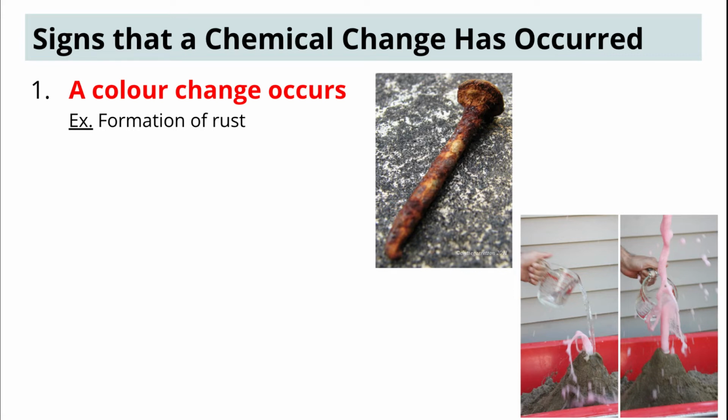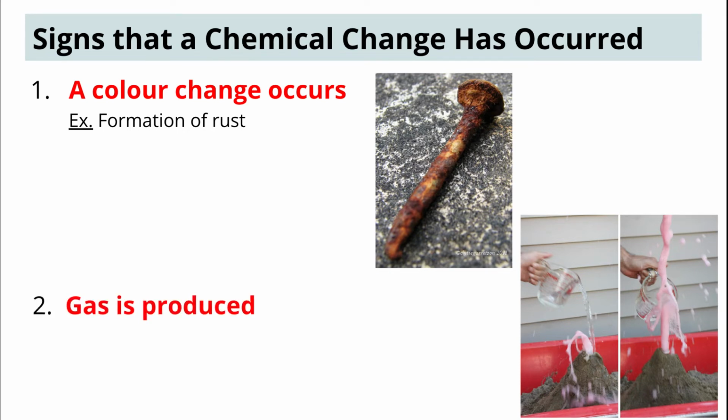What's important to note here is that physical and chemical changes are different than physical and chemical properties. While color is a physical property, a color change is evidence of a chemical change. We're getting that color change because we have new substances being formed. A really great example is the formation of rust. You can see the rust is a brown color here, whereas the nail is more of a silvery color, if you can see that underneath all the rust.